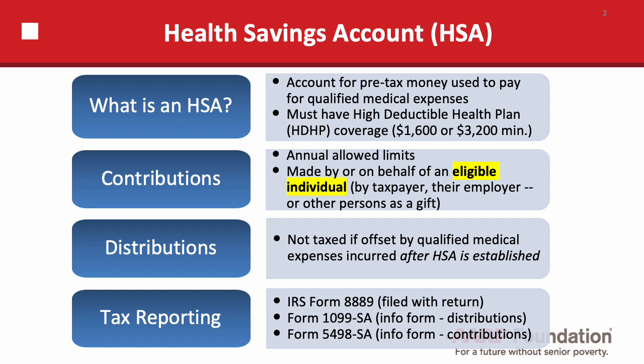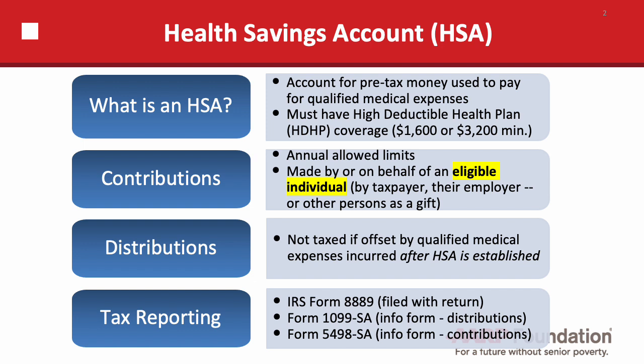Let's start by defining what a health savings account, or HSA, is. It's an account for pre-tax money that can be used to pay for qualified medical expenses. That includes co-pays, prescriptions, dental care, contacts and eyeglasses, bandages, x-rays, and a lot more. It's tax advantaged because contributions reduce a taxpayer's taxable income, and the money isn't taxed while it's in the account, even if it earns interest or investment returns.